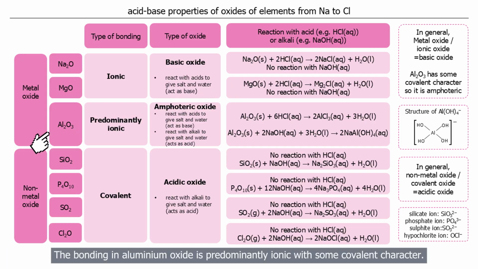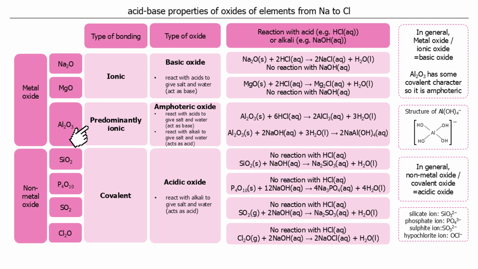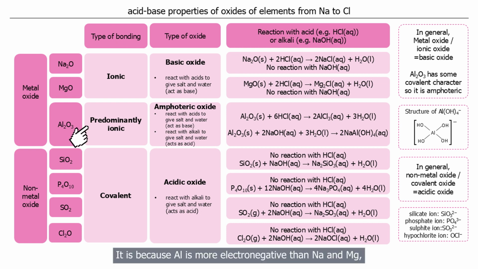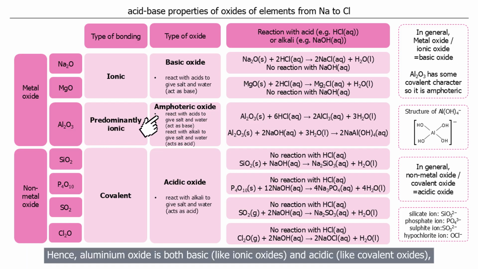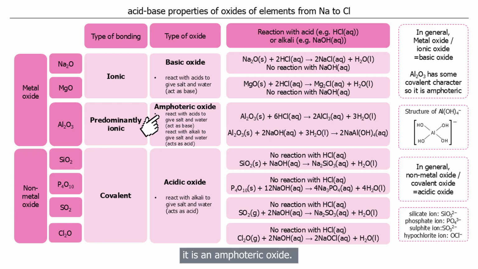The bonding in aluminum oxide is predominantly ionic with some covalent character, like 60% ionic but 40% covalent. It is because aluminum is more electronegative than sodium and magnesium. The electronegativity difference between aluminum and oxygen is lower than that between sodium and oxygen or magnesium and oxygen. Hence, aluminum oxide is both basic like ionic oxides and acidic like covalent oxides. It is an amphoteric oxide.